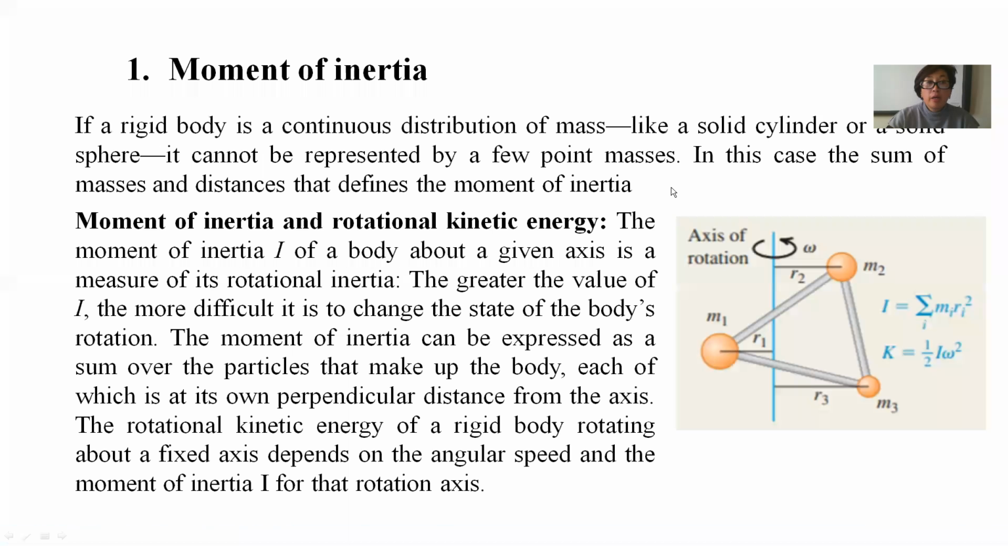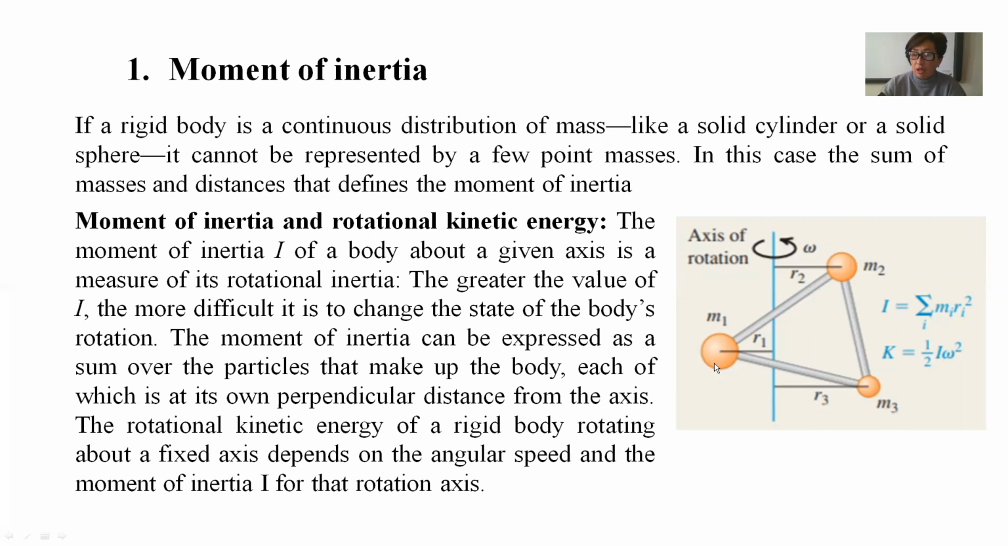Here, first we know that a rigid body has a continuous distribution of mass, like this solid cylinder or the solid sphere, and it cannot be represented by a few points. In this case, the sum of masses at a distance is defined as the moment of inertia.